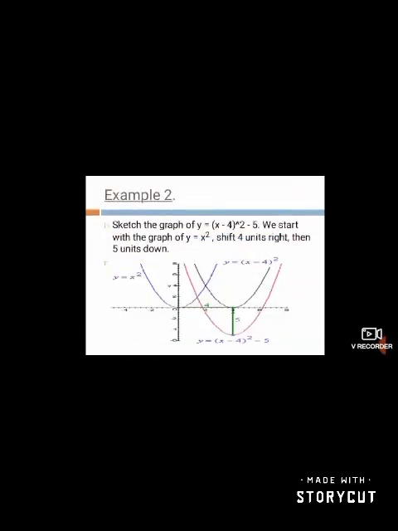Next, example number 2. Sketch the graph of y is equal to x minus 4 squared. I'm sorry, I typed it wrong, but it is exactly y is equal to x minus 4 squared minus 5. We start with the graph of y is equal to x squared. Shift 4 units right, then 5 units down. So the result is below.